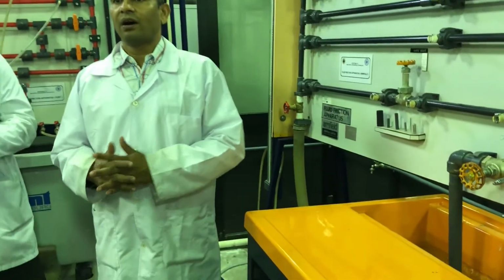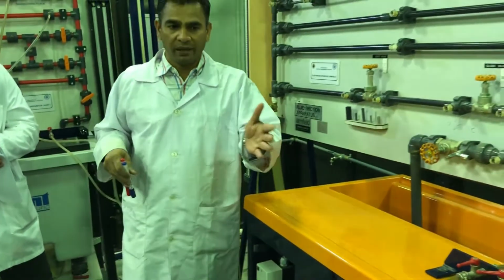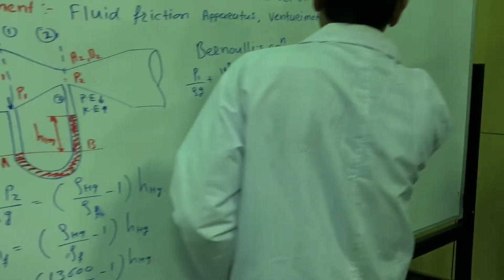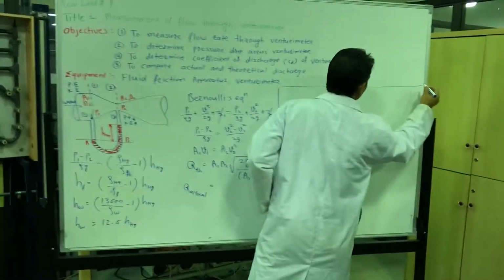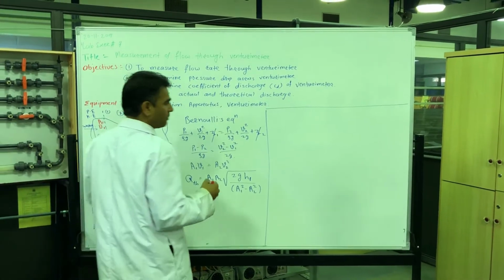Now this is the experiment. Now how can I write the observation table and calculation table? What I observed and what is calculated. Now the observation table.